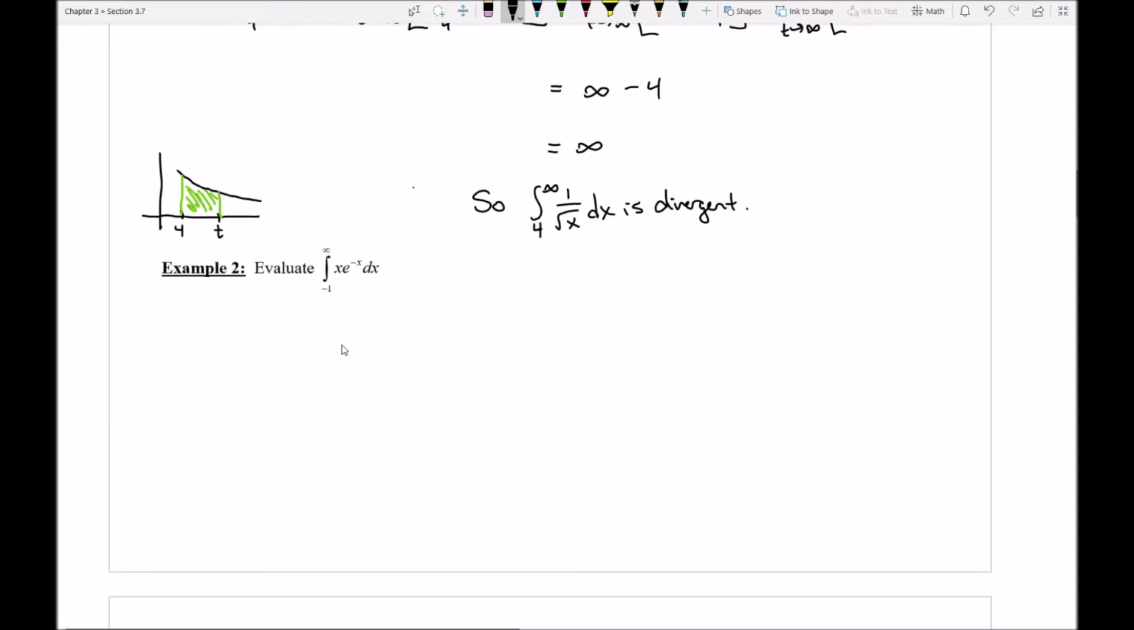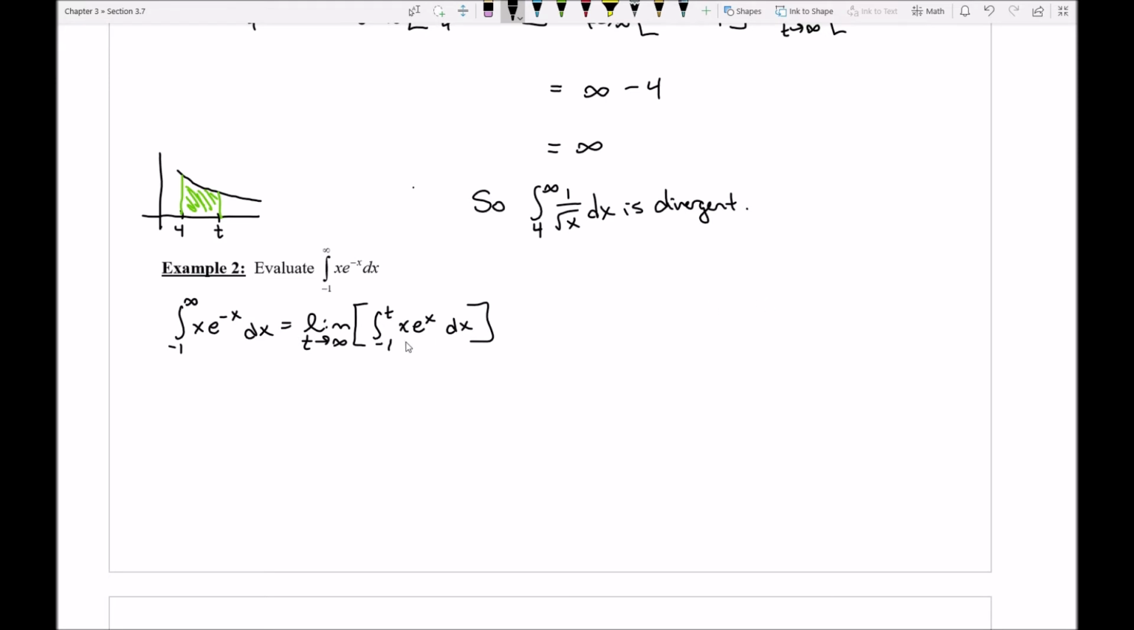Let's take a look now at example 2 and try to see the exact same thing in play. Again, I know that if I was to set this up as a limit, I would have to write this as a limit as t approaches infinity, integral from -1 to t of x times e to the x. I want to try to integrate this. Now this is back to a Calc 1 limit, Calc 1 integral. Well, actually I think this is a Calc 2 integral, because this is going to be a little bit difficult to integrate. Can you think of how I might be able to integrate this?